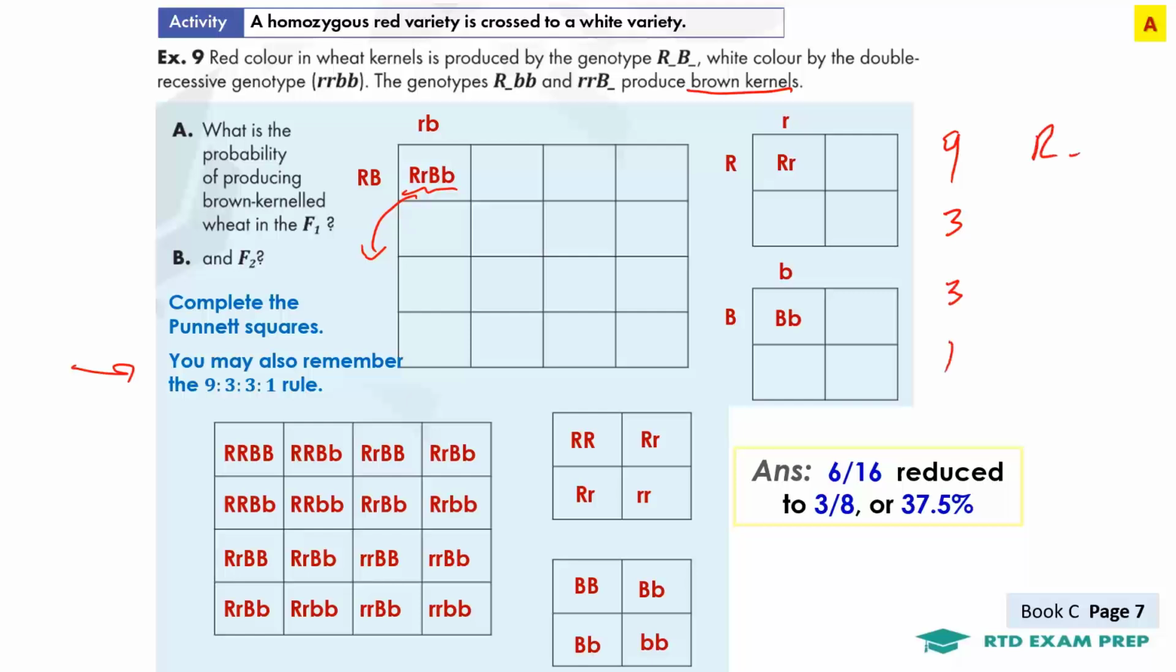Big R, big B. Don't care. That is red. Big R, don't care. 2 little b's. We got 3 browns. 2 little r's, 1 big B, don't care. Now we have 6 browns. Little r, little b, that's white. So there's my answer. 6 out of 16 by remembering that simple way to do a dihybrid cross quickly.